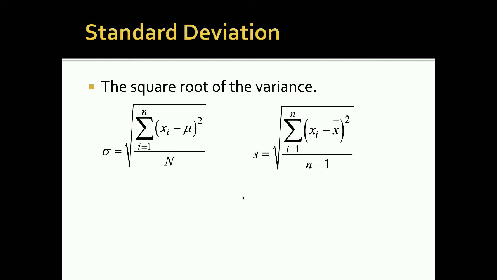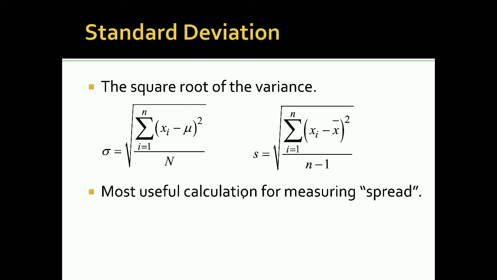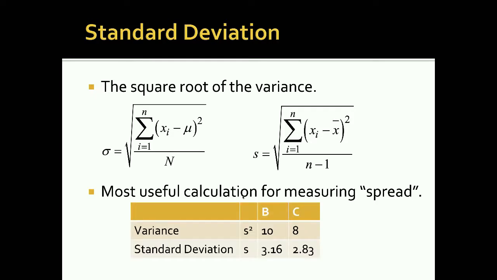And the standard deviation is important because it kind of normalizes everything for us. It helps us see how spread out something is. So it's the most useful calculation for measuring spread. So in our sets that we were talking about, set B had a variance of 10, and you take the square root of that, and the standard deviation is 3.16. And for set C, the variance was 8, and the standard deviation was the square root of that, which is 2.83. So we see that set B is more spread out than set C.